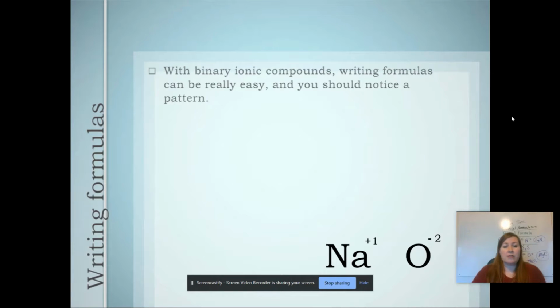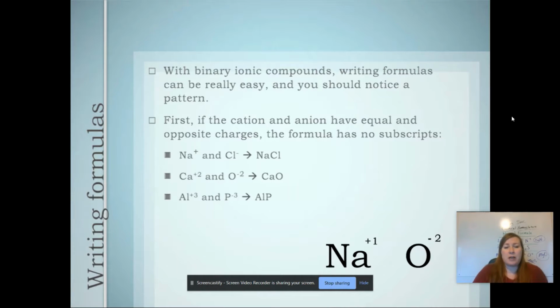So you might have noticed with binary ionic compounds, writing formulas can be really easy, and there's a pattern that you should notice. The first pattern that you should notice is that if the cation and anion have equal and opposite charges, the formula has no subscripts. So Na with a +1, Cl -1, NaCl. Ca +2 and O -2, those are equal and opposite, so you get CaO, you need one of each to make a neutral compound. Then we have Al +3 and P -3 will make AlP. There's no subscripts because the +3 and the -3 cancel.